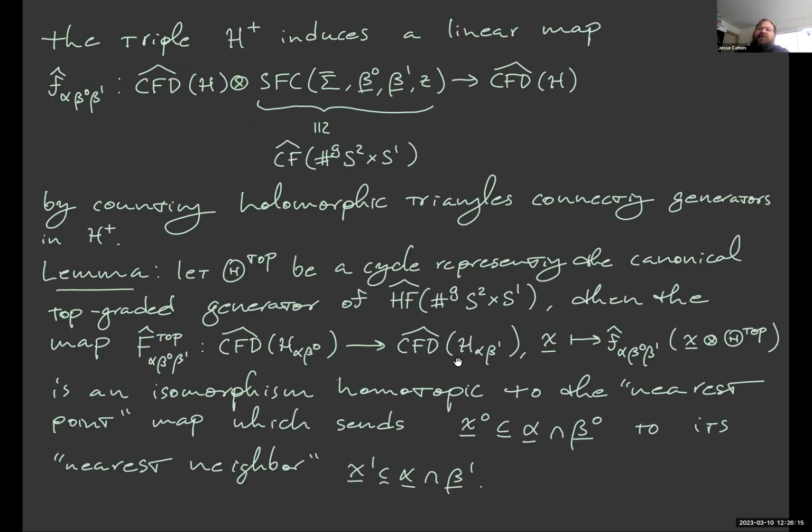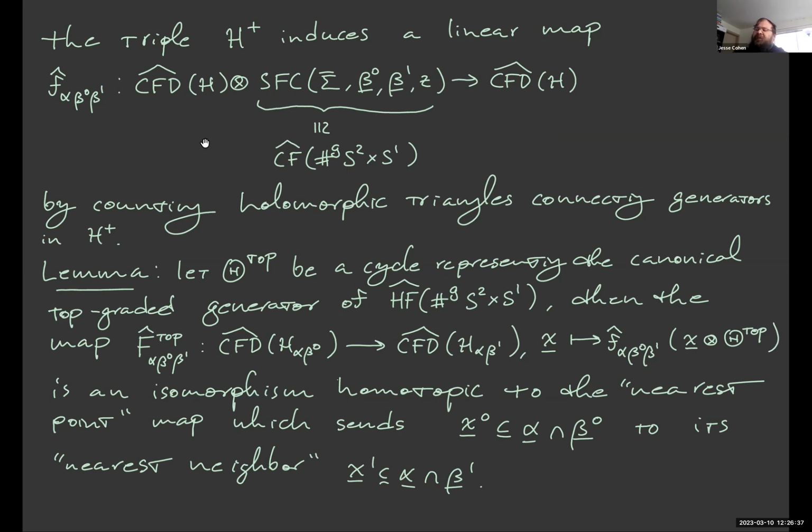This triple gives us a linear map. And I need to unpack this for you a little bit here. From CFD hat of H tensored with SFC of sigma bar beta 0 beta 1 Z. SFC here is the sutured Floer complex.